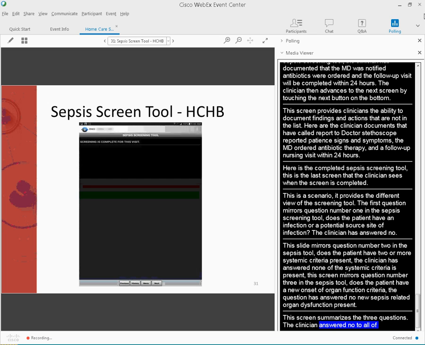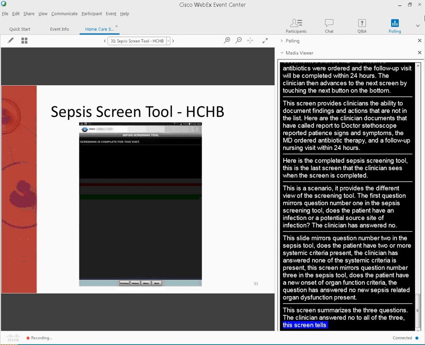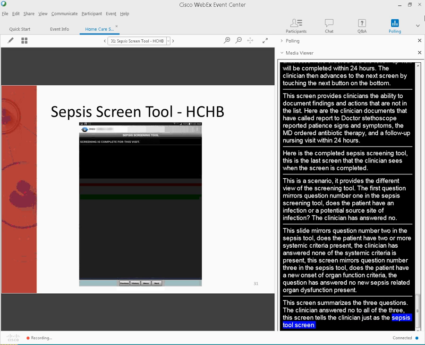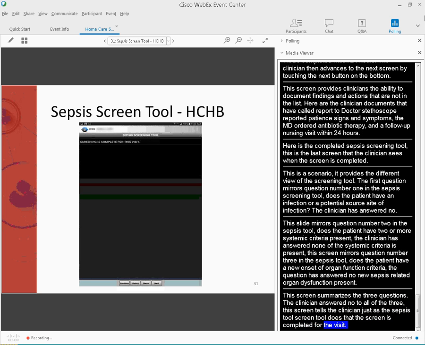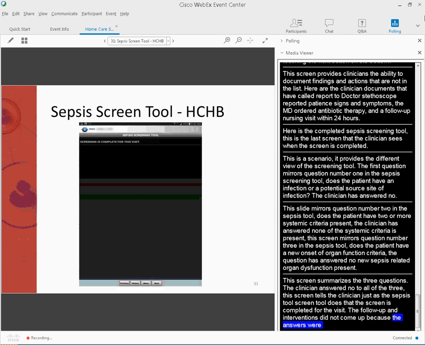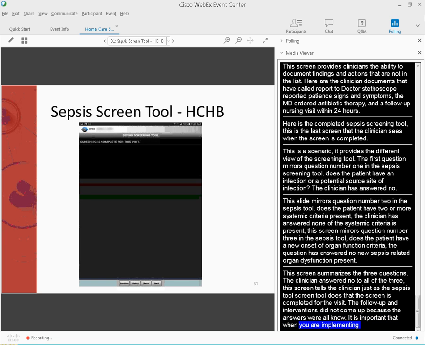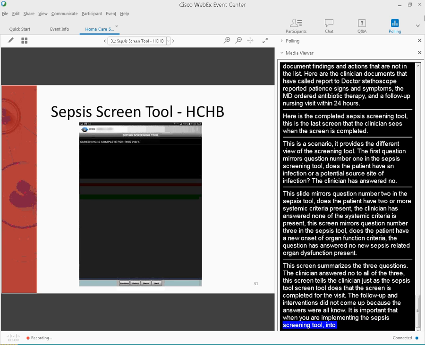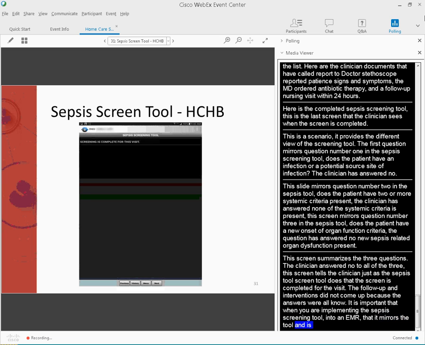This screen tells the clinician, just as the sepsis screen tool does, that the screen is completed for the visit. Note that the follow-up and interventions did not come up because the answers were all no. It is very important that when you are implementing the sepsis screen tool into an EMR, that it mirrors the tool and is not altered to not obtain the data to determine sepsis criteria.